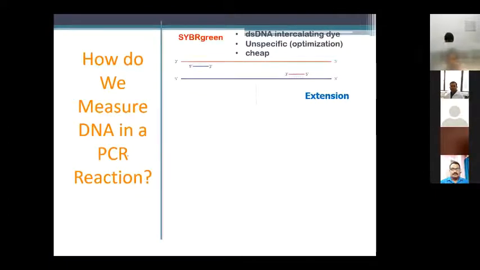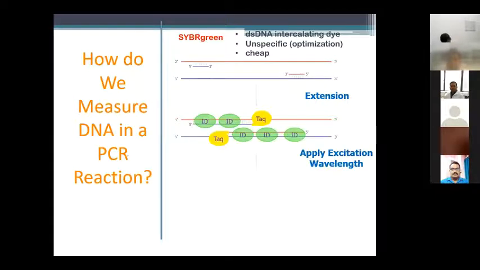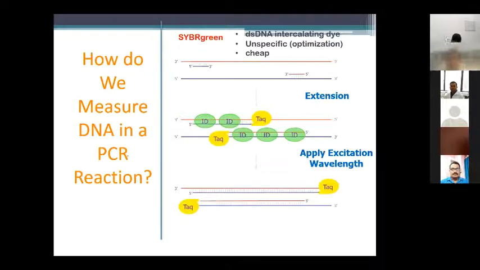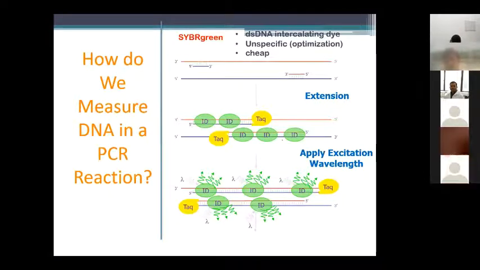So this SYBR Green dye binds with the intercalated space. With the extension in each and every cycle, the different number of copies ultimately bind with the intercalated space, and when we apply the excitation wavelength, it releases a different wavelength of fluorescence, which can be measured by the detection instrument.